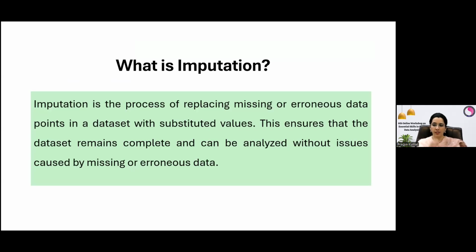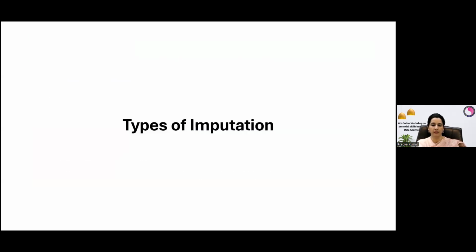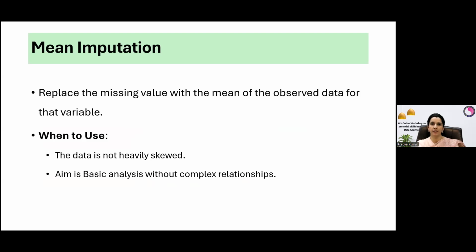So what is imputation basically? Imputation is a process of replacing the missing or erroneous data with a substituted value. This ensures that the data set remains complete and it can be analyzed. There are various types of imputation. We have told you about mean imputation, when you replace the missing value with the mean of the observed data. You can use this when the data is not very skewed.